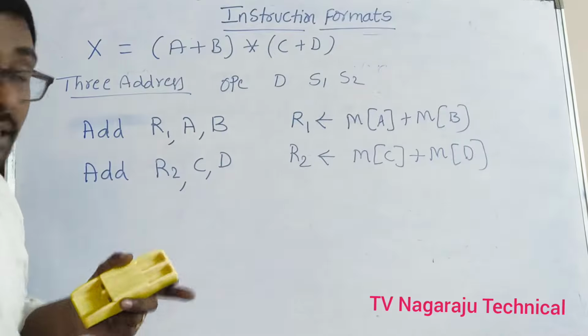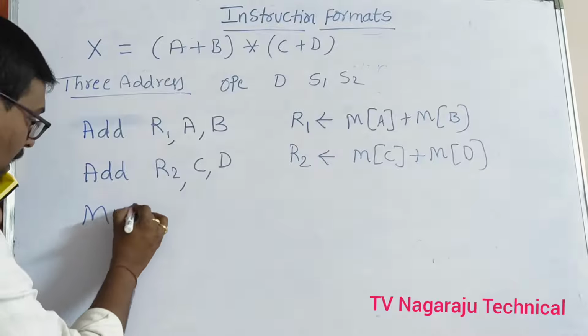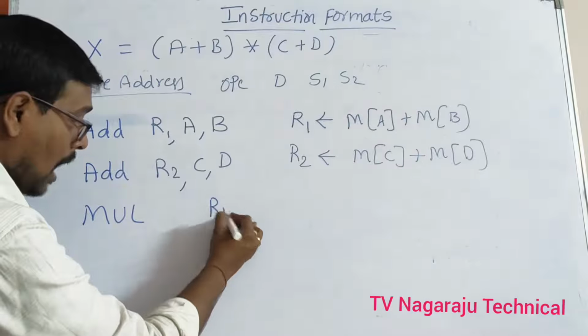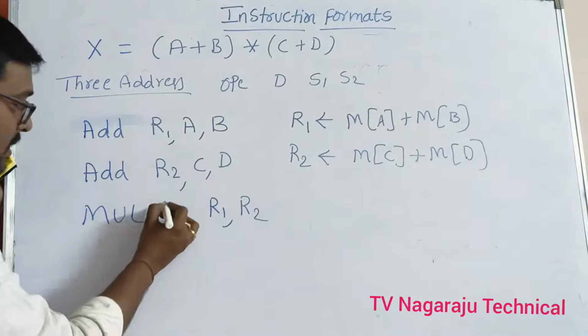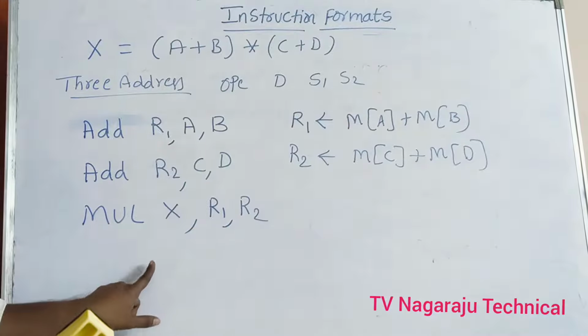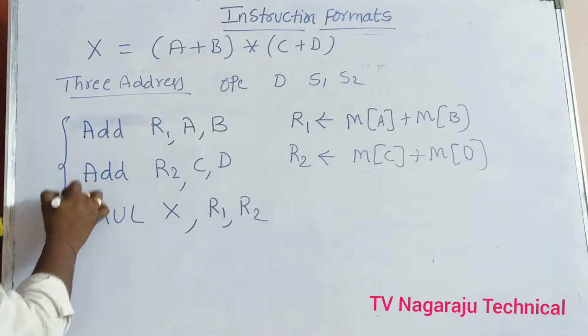Now what is your task? Your task is to perform multiplication. So do the multiplication between R1, R2 and the result is stored in X. So this is a 3 address field. Directly I can write 3 different registers. So this is the way.